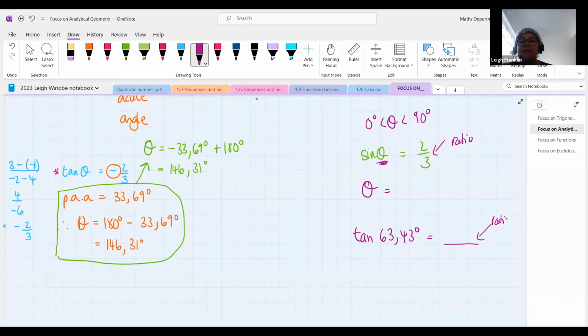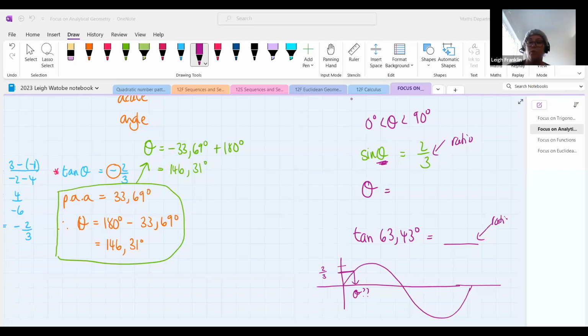Let's draw ourselves a sine graph, because I think it's easier to understand with the sine graph rather than with a tan graph. When you're saying sine theta equals 2 over 3, that 2 over 3 is an output. So you are saying what is the corresponding size of the angle, the x value, when y is equal to 2 over 3. Does that make sense to you? I hope that answers your question.